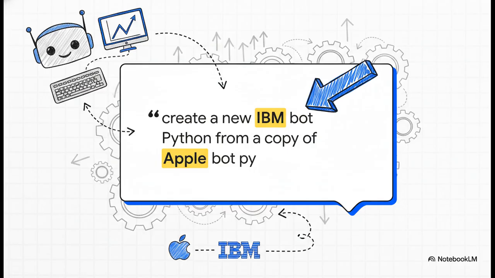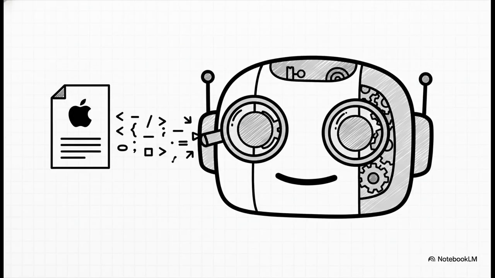And check this out. This is the actual command. It's not some complicated line of code. It's just a normal sentence in plain English. You're literally just telling the AI what you want, almost like you're talking to a person. So the second you hit enter, the AI isn't just making a wild guess. It actually goes in, reads the original file, the Applebot, and analyzes it.